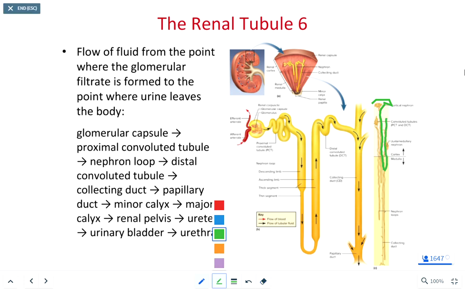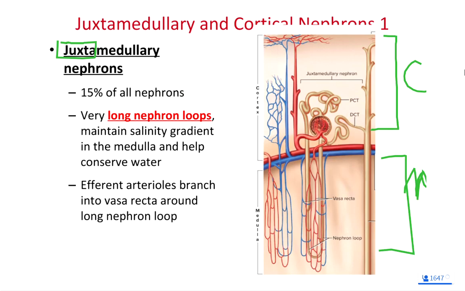Let's shift colors and go to the juxtamedullary nephrons. We'll do red for the juxtamedullary. The juxtamedullary nephrons start near the medulla, and then their nephron loop goes near to the end of the collecting duct and then goes all the way back up into the cortex. Juxtamedullary nephrons have an incredibly long nephron loop when you look at it being drawn to scale. Around that incredibly long nephron loop, we have a capillary bed known as the vasa recta.